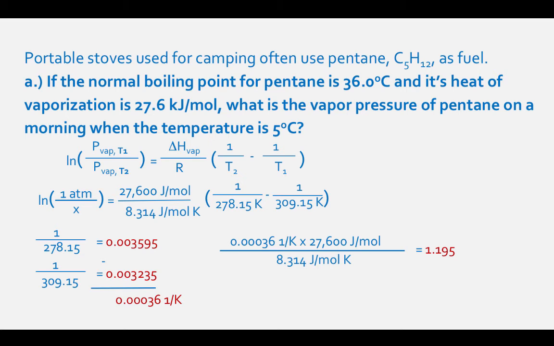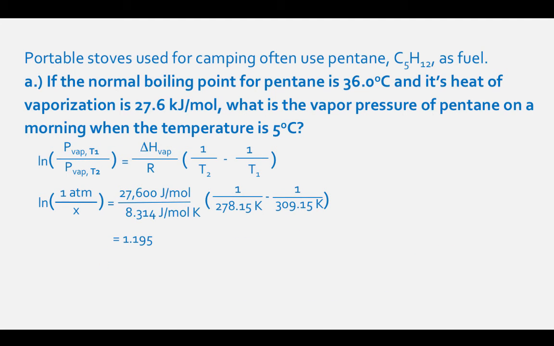1.195. The units of this number work out to be unitless because the units of joules cancel out, the units of moles cancel out, and the units of Kelvin cancel out from the temperature terms. Now, to solve for the unknown vapor pressure, which is captured by the natural log term on the left side of the equation, all we need to do is to take the opposite of the natural log of both sides, which is the exponential term.